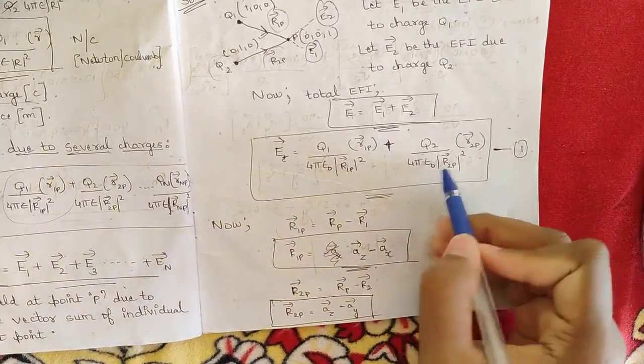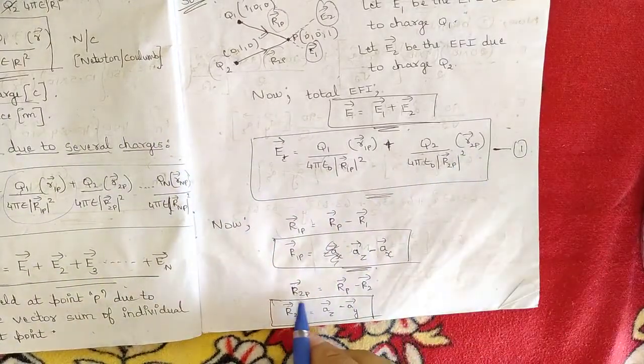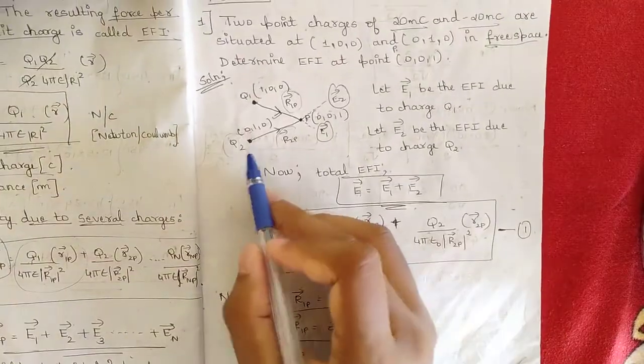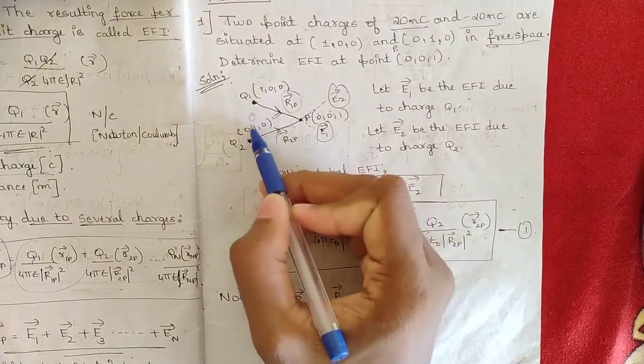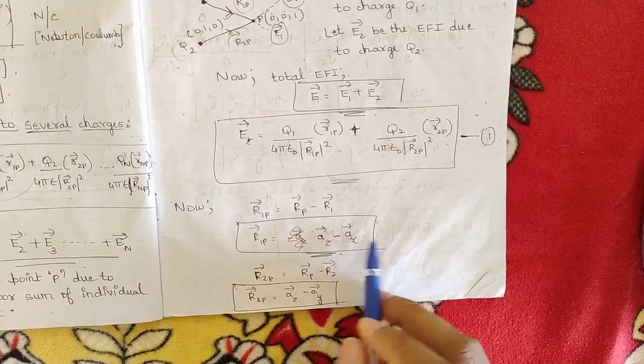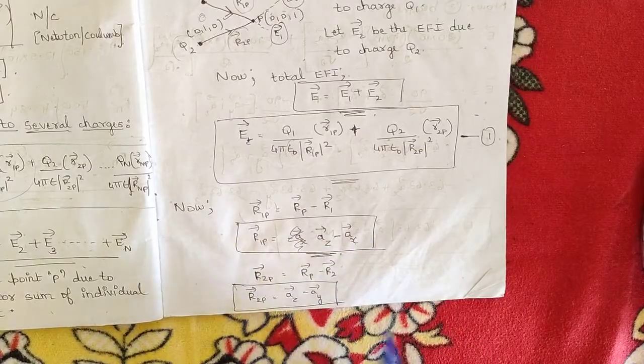Okay, similarly we should be finding R2P also. R2P is given by RP minus R2, that is again 0 0 1, that is the AZ vector minus R2. Here we have Y coordinate as 1, so the AY vector. So R1P is AZ minus AX and R2P is AZ minus AY.